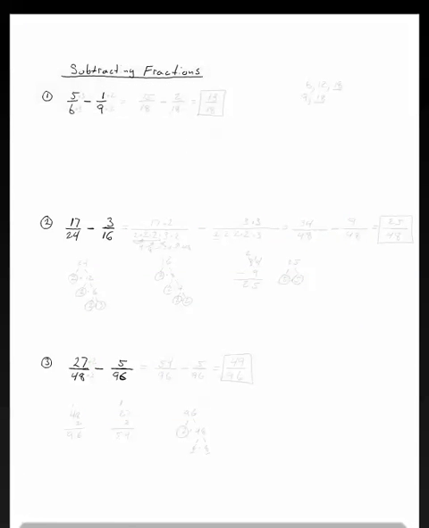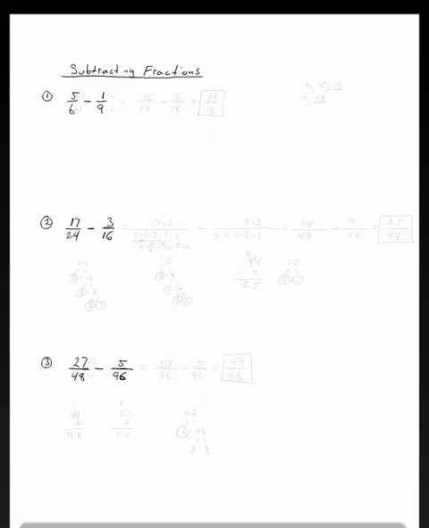Subtracting fractions. If we're going to subtract fractions, we have to have a common denominator. In problem 1, it says 5/6 minus 1/9. We can see that the denominators are 6 and 9. They're not common yet, so we have to find a common denominator. If you know your multiplication tables really well, you can look at 6 and 9 and know that the first common multiple is 18.